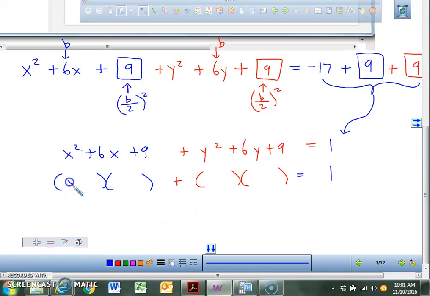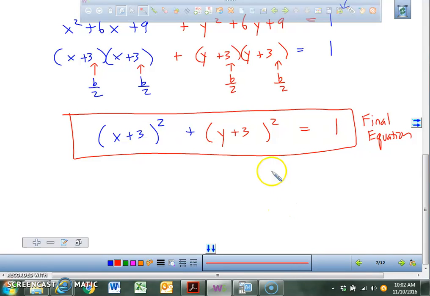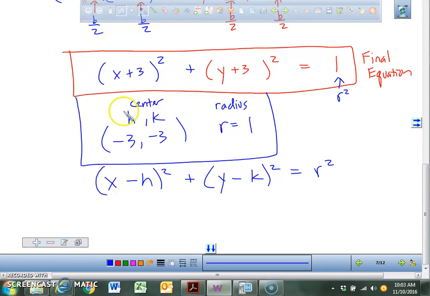How do we factor it? We're going to have an x, a y, and just know that the number that goes here all the way across is simply the b value divided by 2 every single time. What's my b value? 6. What's half of 6? 3. So I put plus 3, plus 3. Your final equation is x plus 3 squared plus y plus 3 squared equals 1. What's your h, k value? Here's the center of the circle. This is the radius. This is your final answer.